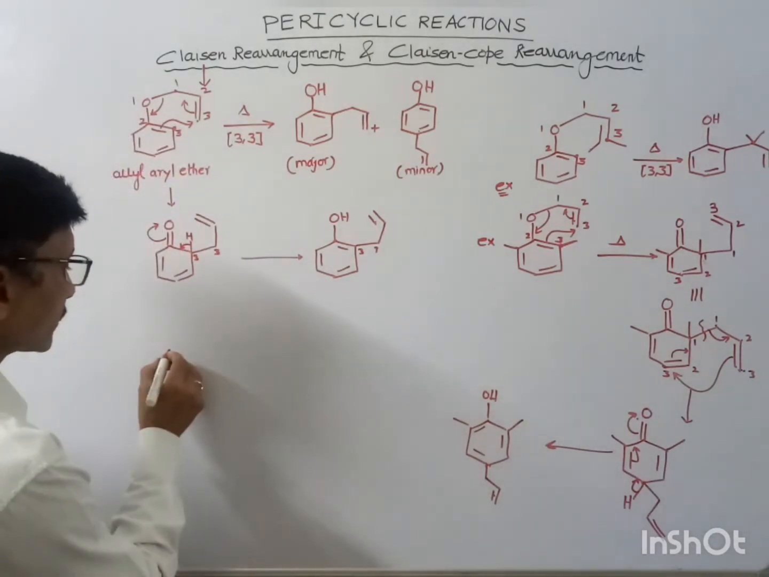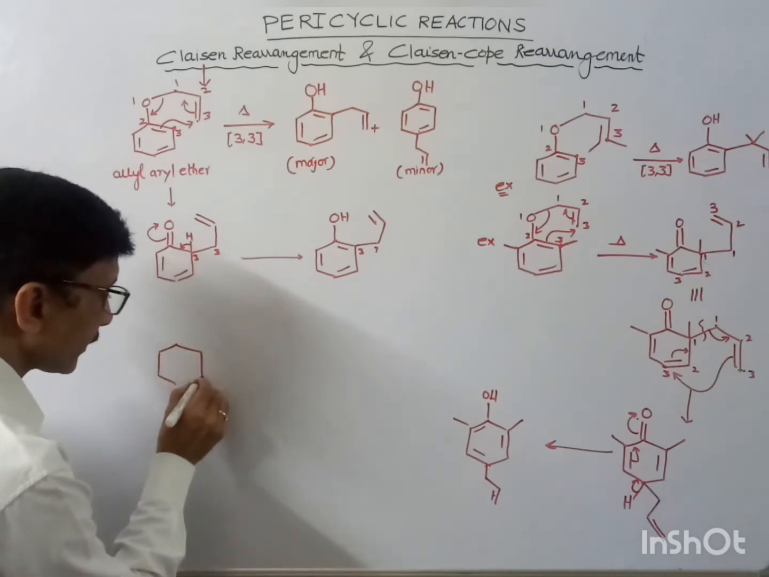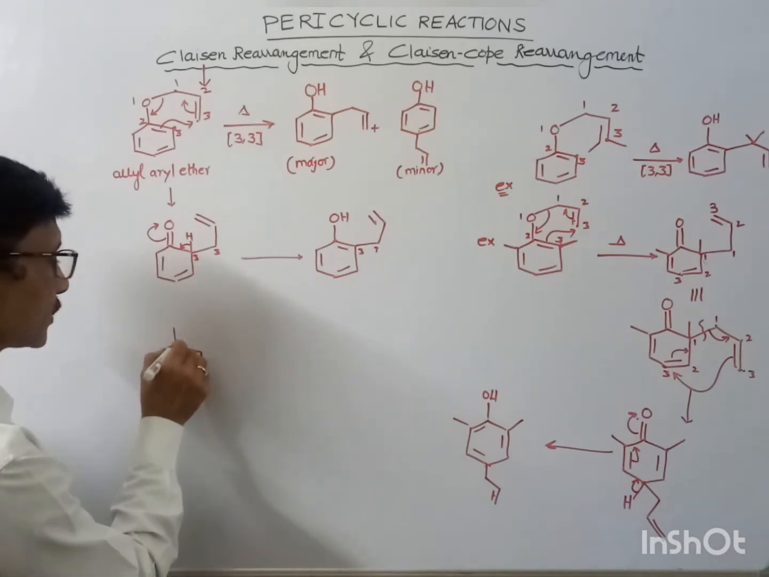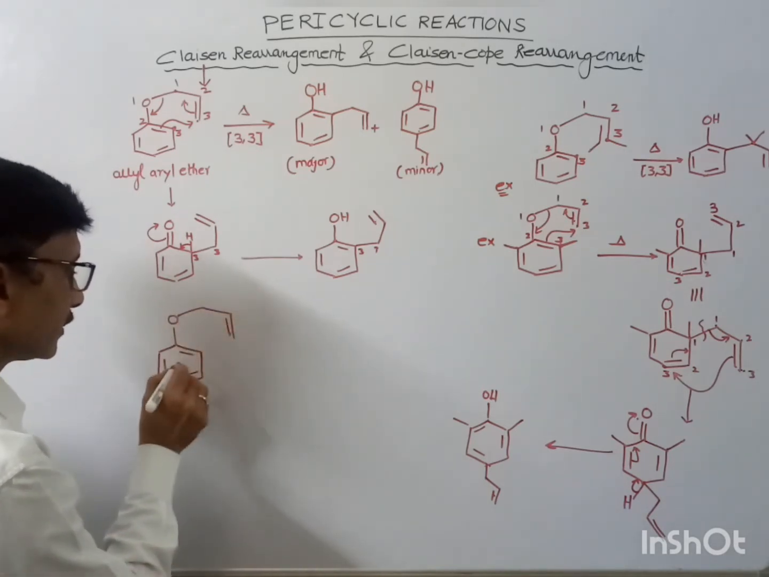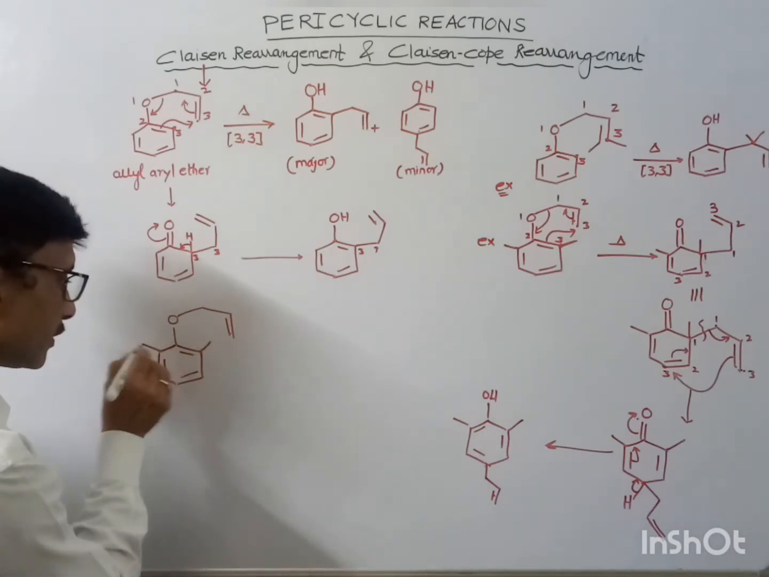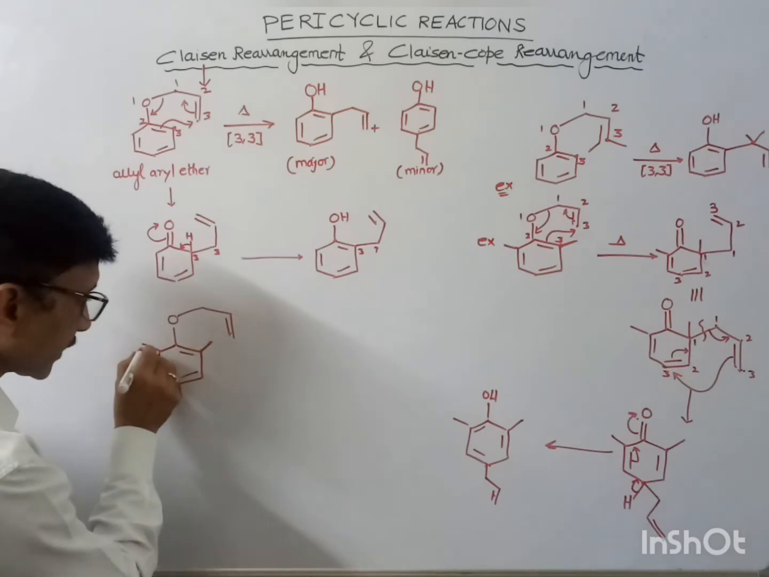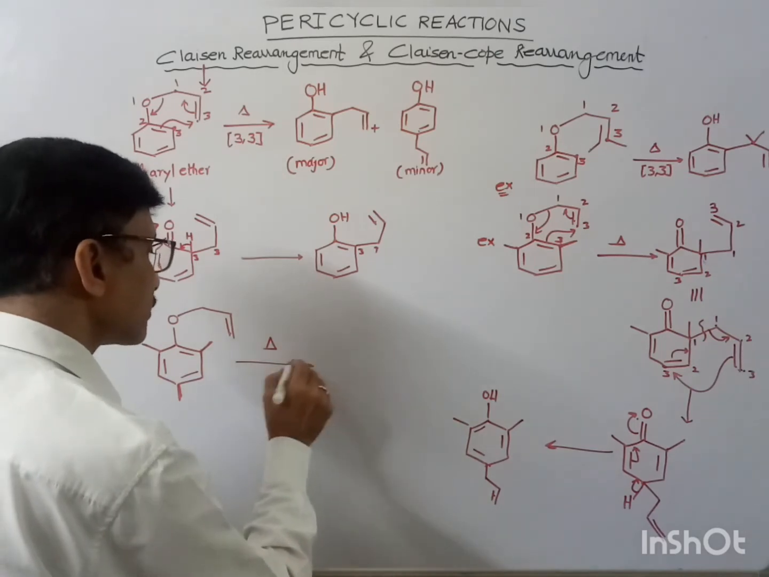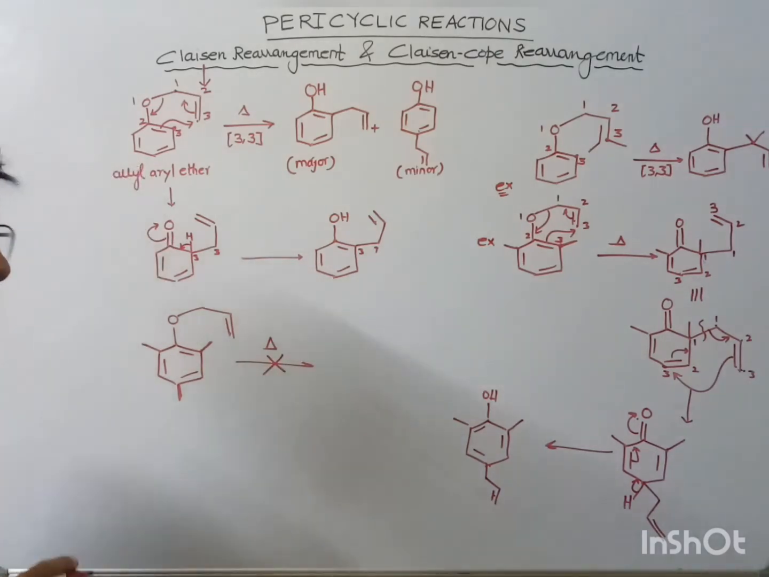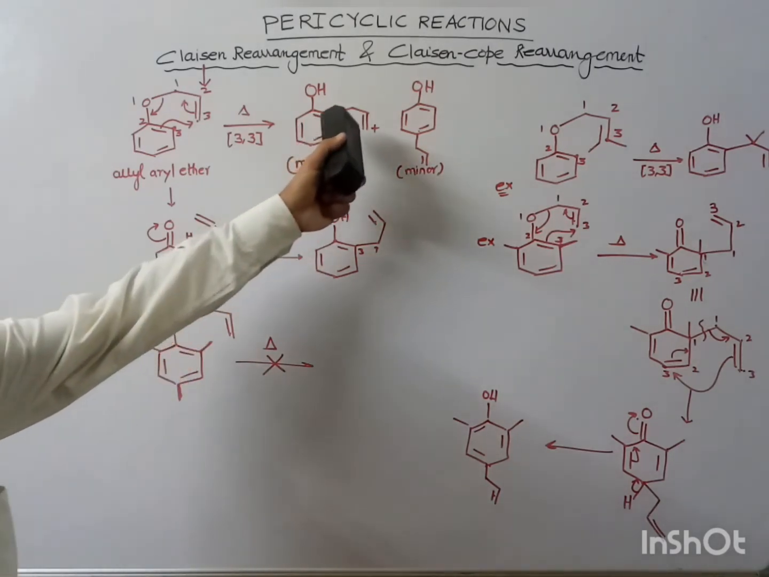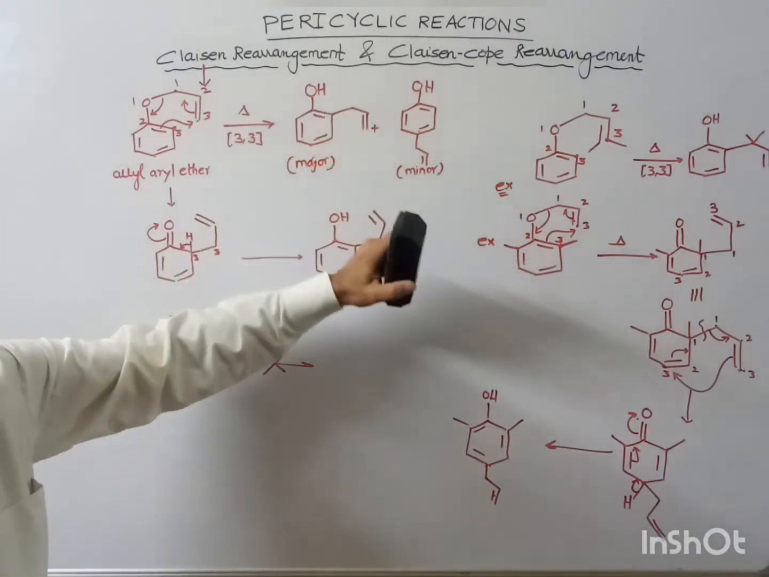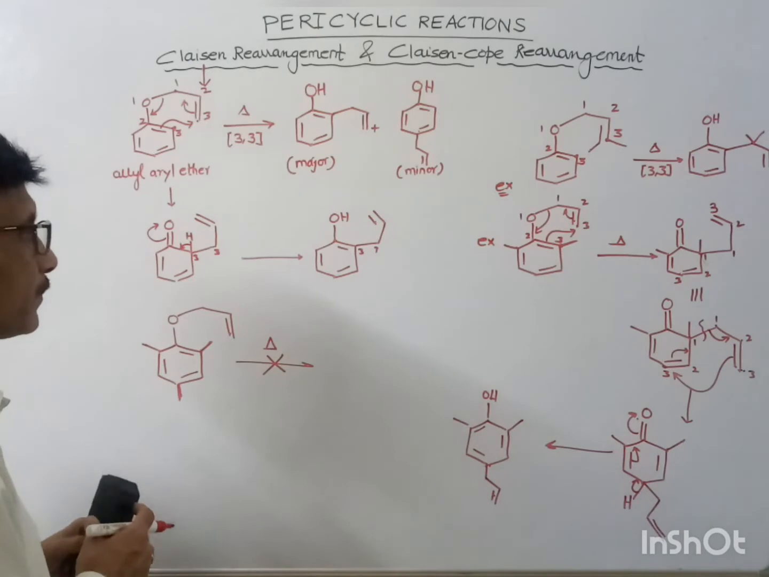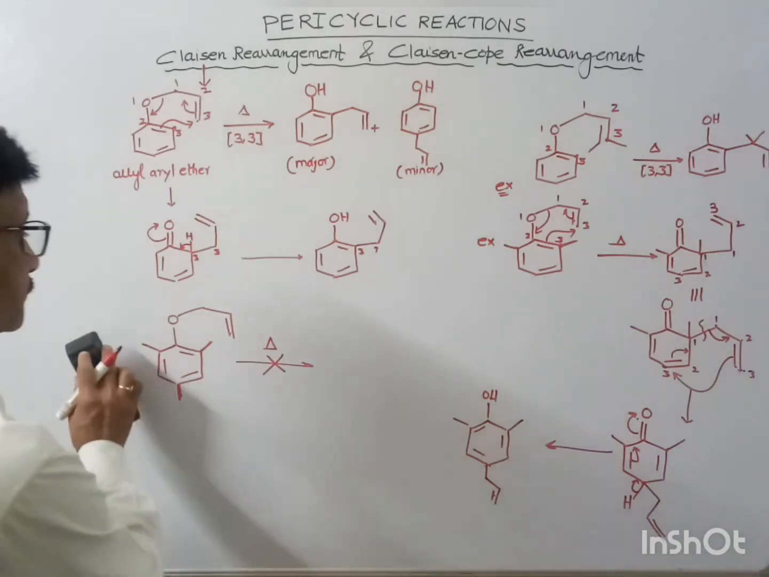Now suppose both ortho and para positions are blocked, in that case what would be the product? So here suppose I have blocked this ortho position and this para position also. This ortho position and para position both are blocked. So in such a case, under thermal condition, no reaction will take place. Because either this allyl group migrates to the ortho position or it migrates to the para position. So both the positions are blocked. That's why no reaction will take place here.